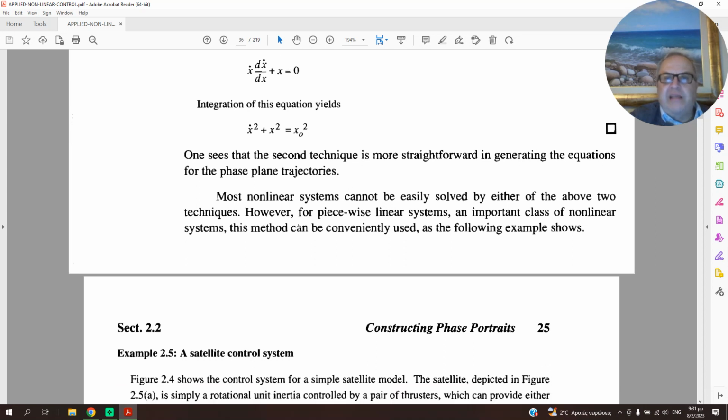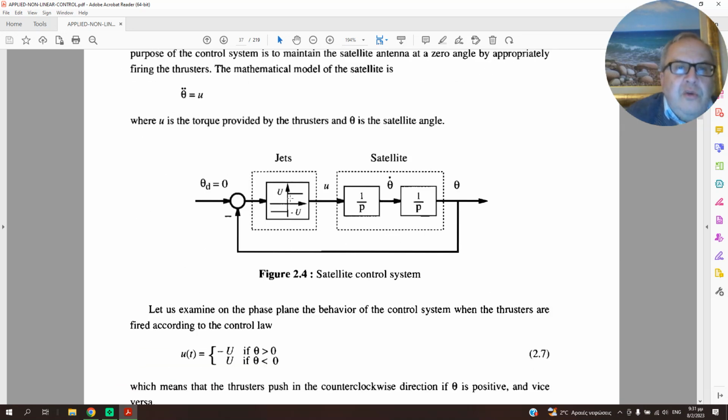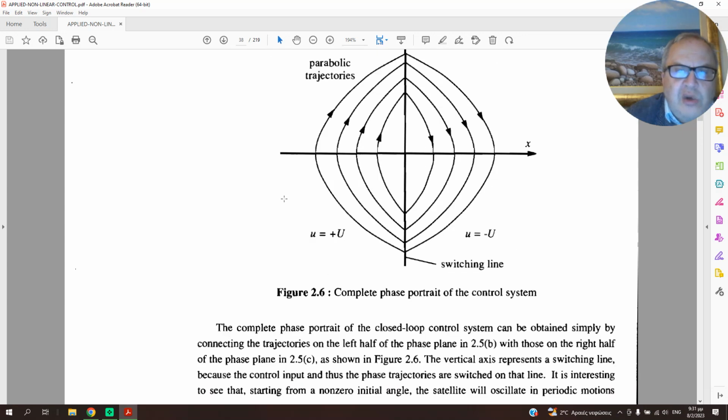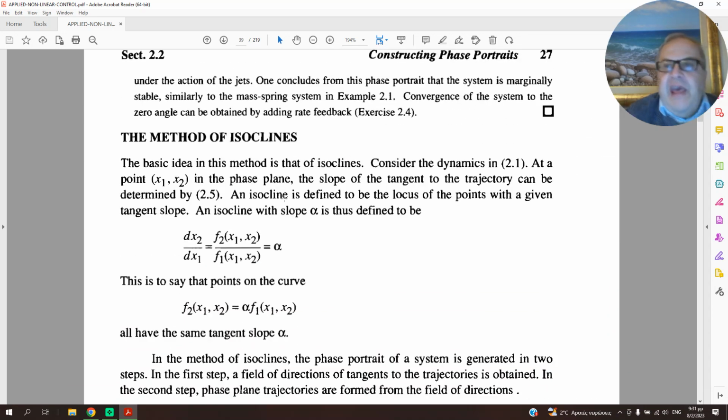However, for piecewise linear systems, an important class of nonlinear systems, this method can be conveniently used, as the following example shows. You can study this example. I leave it to you as homework. And then we must introduce the method of isoclines. The basic idea of the method of isoclines is this.